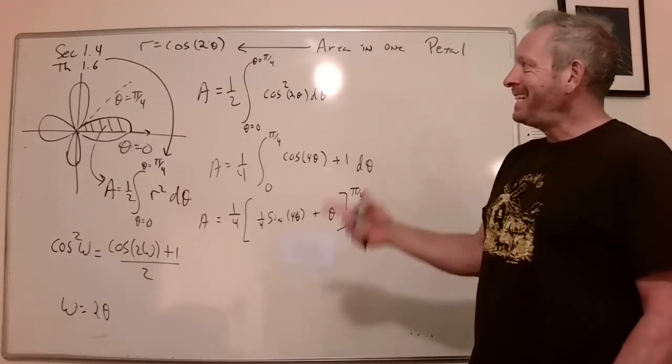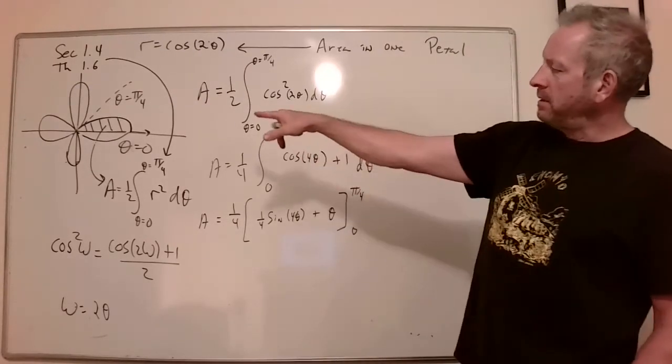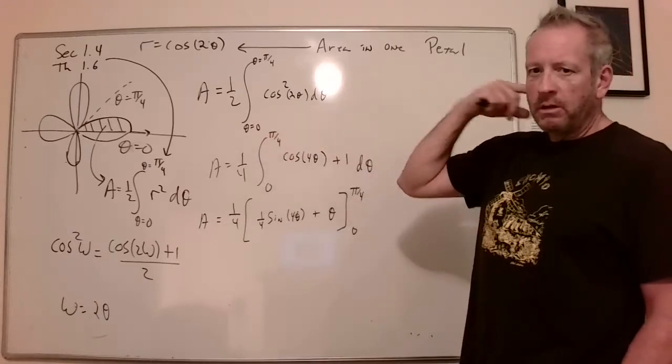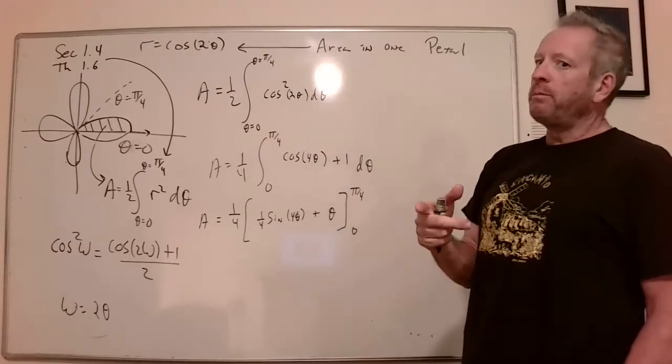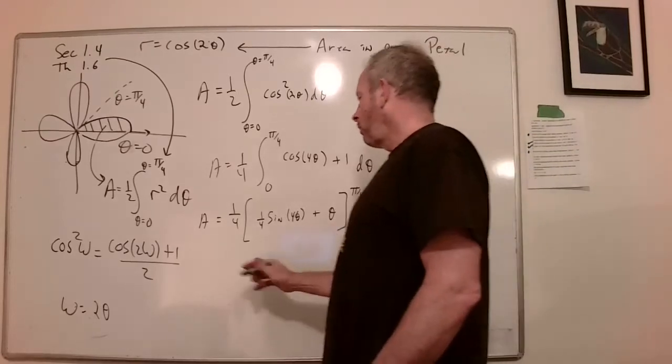Hey, don't want to forget at the end, we're going to multiply this by 8 because this is half of one of those petals. Or no, wait, I said find the area of one petal. So we'll multiply this by 2 when we're all done.